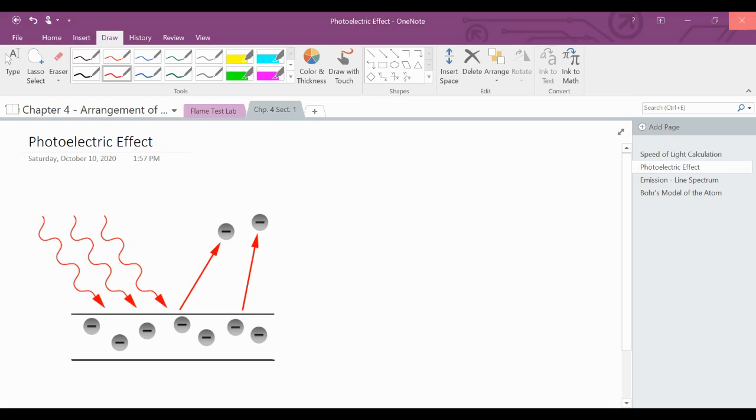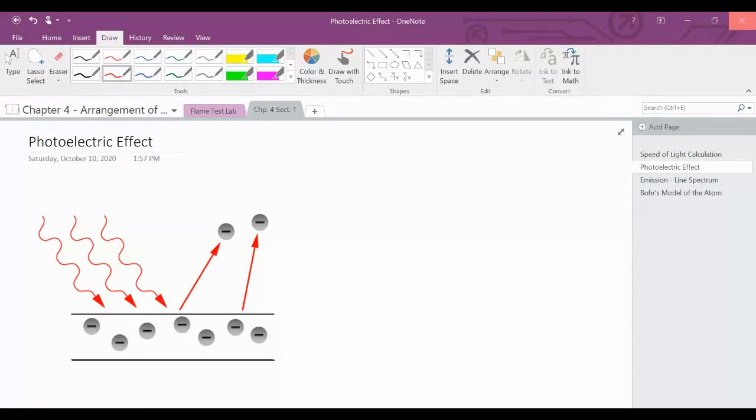Okay, so we talked about how light behaves as a wave. Now, all of the behavior of light cannot be explained by the wave theory. So we need to look at another theory for how light behaves. This would be the particle aspect of how light behaves. And what we're going to look at here is the photoelectric effect.